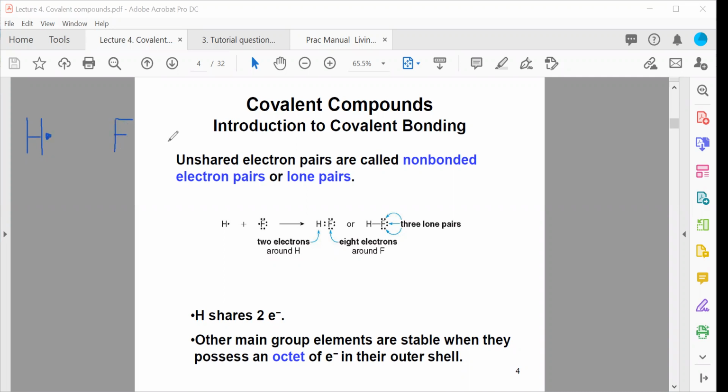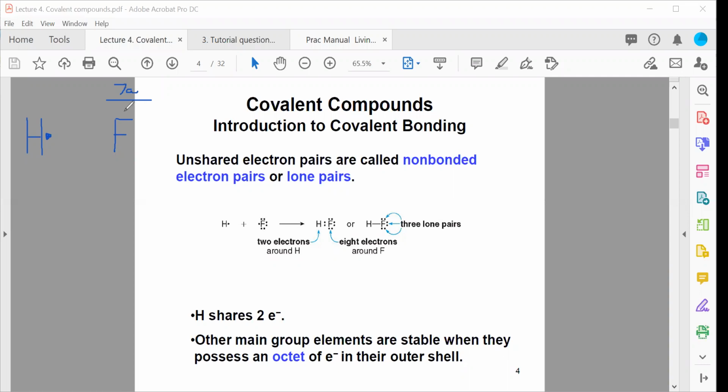What group number does fluorine belong to? 7A. And what do we call the 7A elements? They have a name, which you should know. Halogen, good. These are the halogens in group 7A. And given that, how many valence electrons does fluorine have? Given that we know the group number, yes, 7.